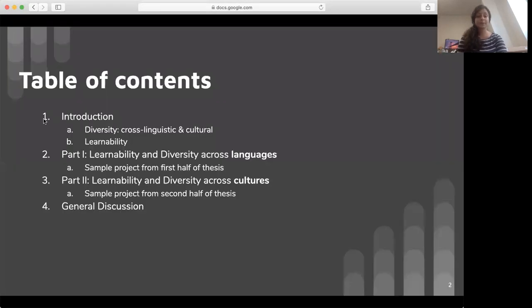I will start with an introduction of the terms of diversity, cross-linguistic and cross-cultural, and learnability. In part 1, I will then focus on studies across languages and describe a sample project from the first half of my thesis. In part 2, I will look at learnability and diversity across cultures and will describe a sample project from the second half of my thesis. The presentation ends with a general discussion.